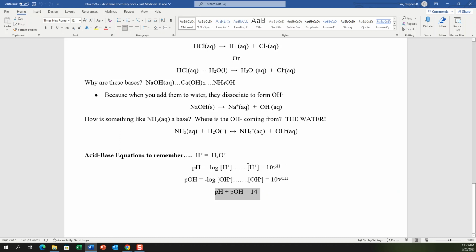Okay, so really, if you know the molarity of H plus, or you know the molarity of hydroxide, or you know the pH of a solution, or you know the pOH of a solution, if you know one of those four values, you can calculate the other three just by using these equations. Okay, pretty simple. All right. So again, that's just a quick intro to Arrhenius acid-base theory.